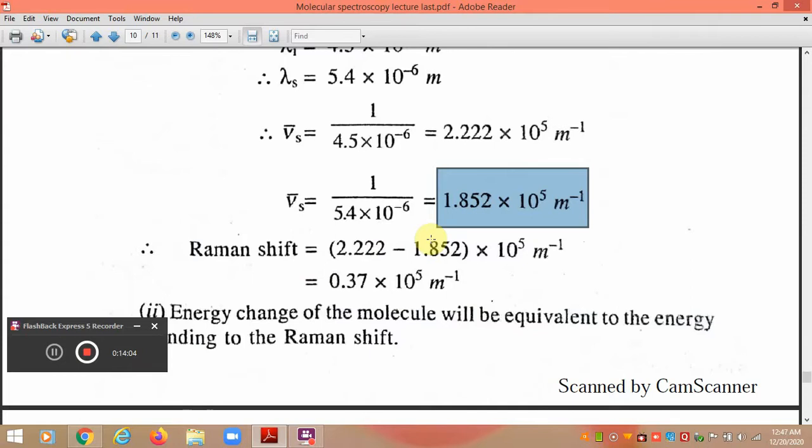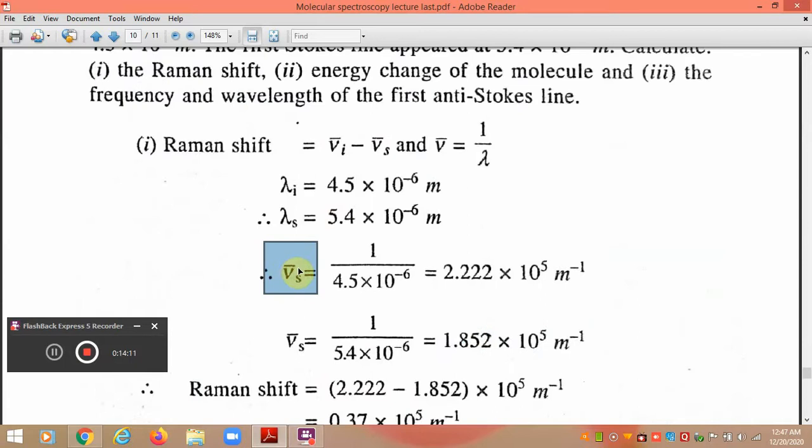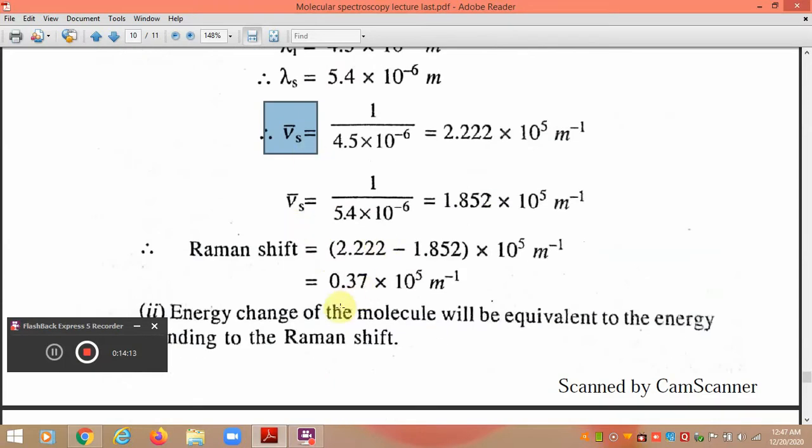And the difference is simply mu s bar minus mu i bar. There is a mistake here, it should be mu i bar. Mu s bar minus mu i bar is the difference between the frequency of the scattered and the incident radiation, and this value is equal to 0.37 × 10^5. This is the value of delta mu, meaning the Raman shift. So it's very important to discuss such numericals based on molecular spectroscopy.